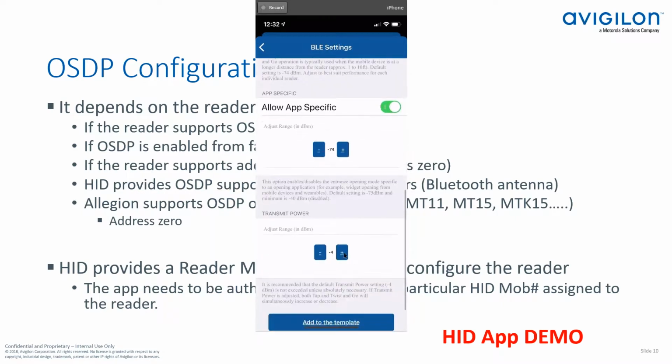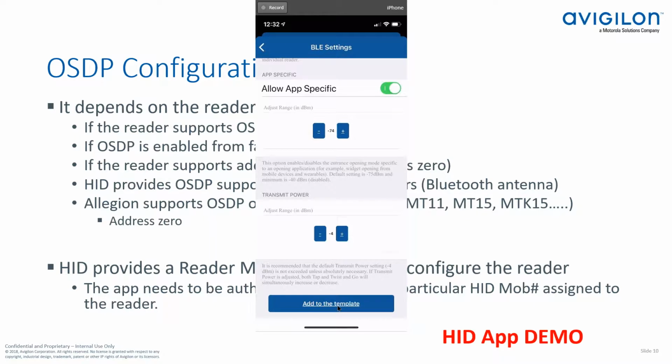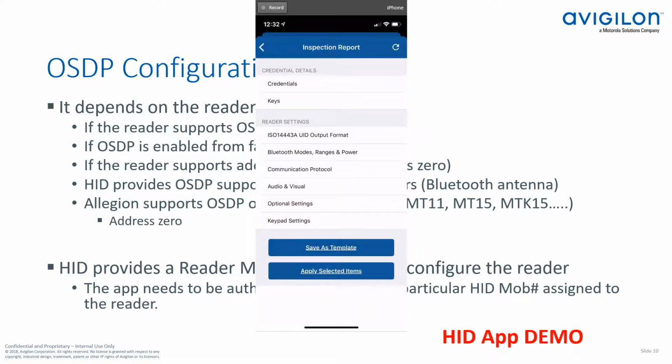Okay, and then it talks about range and power of that reader, and I can add this to a template. So I can create a template and save all those configurations. If I'm doing this on multiple readers, then I configure one reader and use that template to push that configuration to other readers. Okay, so I'm going to go ahead and get out of that.